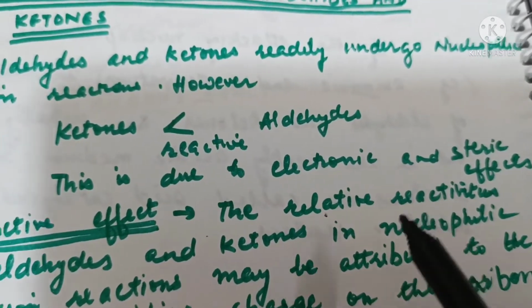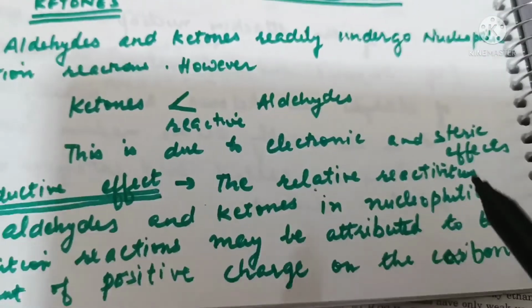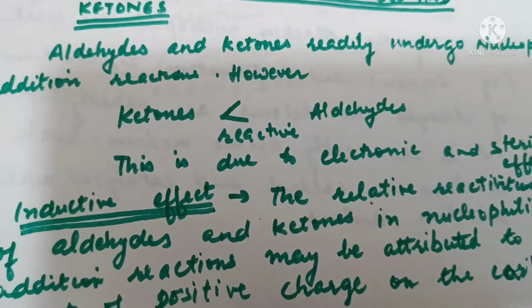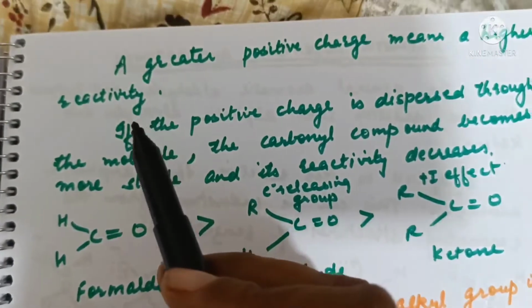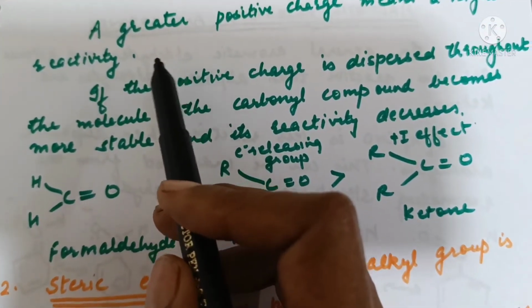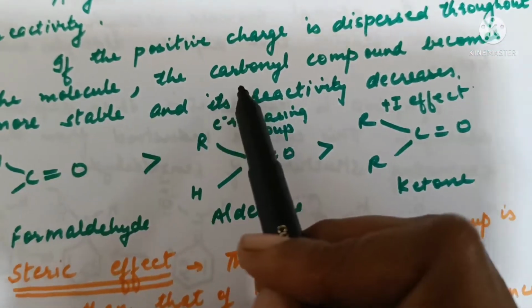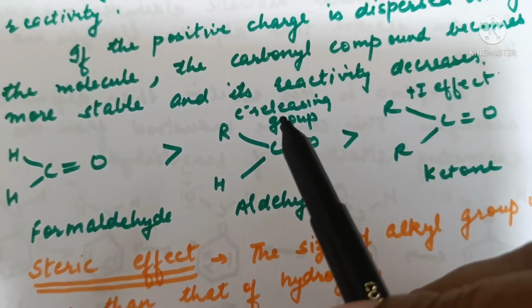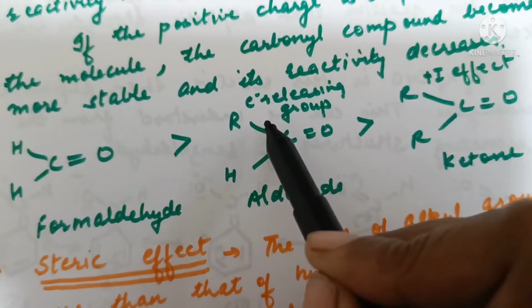So let's do them one by one. Electronic effect or inductive effect. The relative reactivity of aldehydes and ketones in nucleophilic addition reaction may be attributed to the amount of positive charge on the carbon atom. A greater positive charge means a higher reactivity. Now, if the positive charge is dispersed throughout the molecule, then the carbonyl compound becomes stable and its reactivity decreases. This dispersal occurs when there is an electron releasing alkyl group.